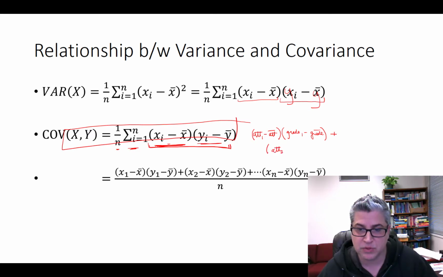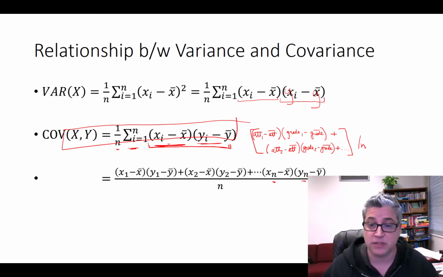Attendance for student 2 minus the average attendance for the whole class, times the grade for student 2 minus the average grade for the whole class. And then we would do that for student 3 and student 4, all the way through student n, and add up all those terms, and then you divide by n. And that's your covariance. So yeah, it definitely looks kind of hairy, but if you understand variance, you understand covariance.